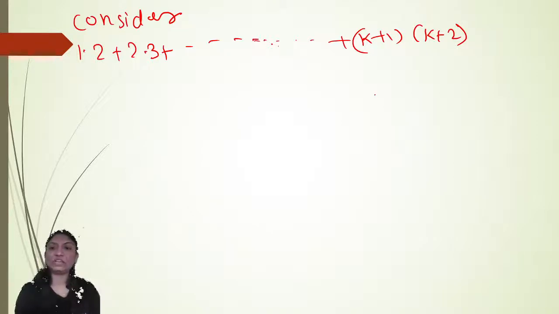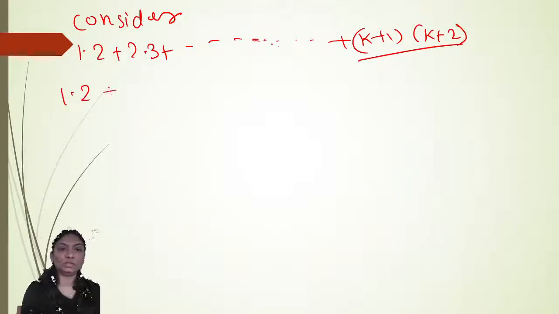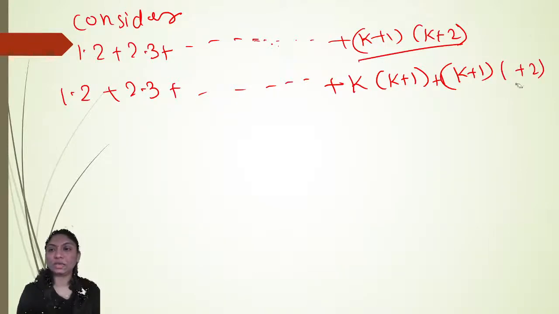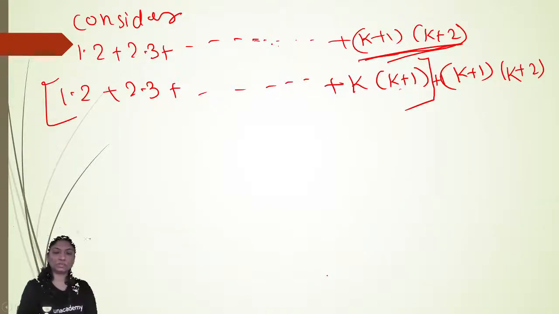As we know, this is your next step: 1 into 2 plus 2 into 3 plus and so on. This is the last step, k plus 1 into k plus 2. But before this step, there is one more point: 1 into 2 plus 2 into 3 plus and so on, plus k into k plus 1, plus k plus 1 into k plus 2. So before this term there is one term, but we know that the result is true for up to this step, right? The result is true up to this step.